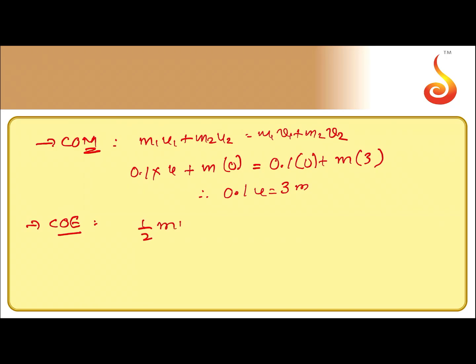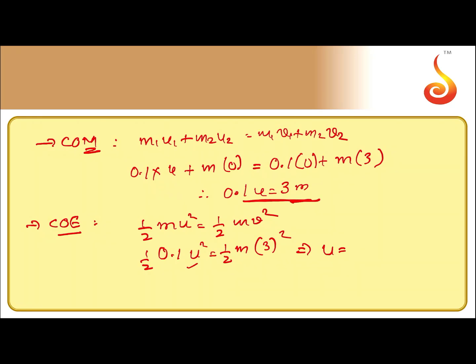Half mu square should be equal to half mv square. Right? Half mu square is equal to half mv square. So how do we find it out? Now we know that half 0.1 u square is equal to half m into 3 square. So upon simplification we get u is equal to, we know the value of u and m are related by this equation.